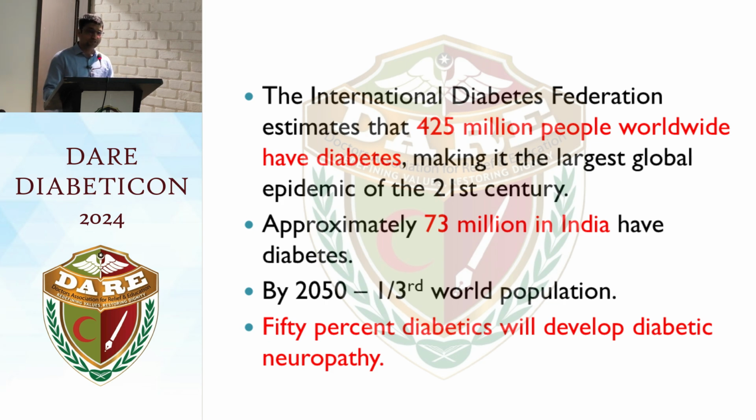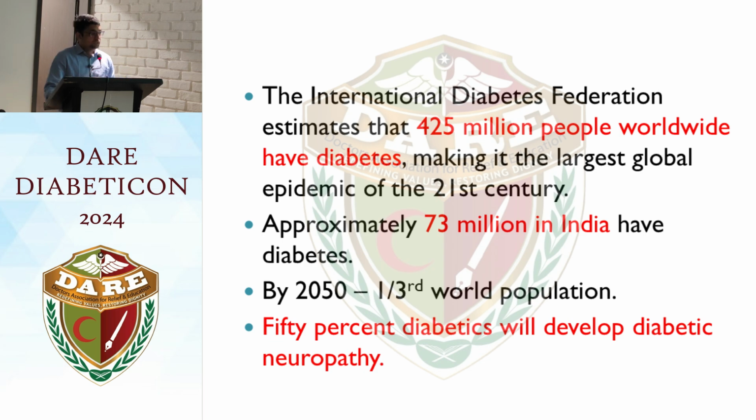So we know that this is a major burden in future, and why we have chosen this diabetic neuropathy topic is that approximately 50% of the people with diabetes will eventually develop diabetic neuropathy. Being so common, it is our basic need to understand diabetic neuropathy, so as to help the people suffering with diabetes who are having diabetic neuropathy.